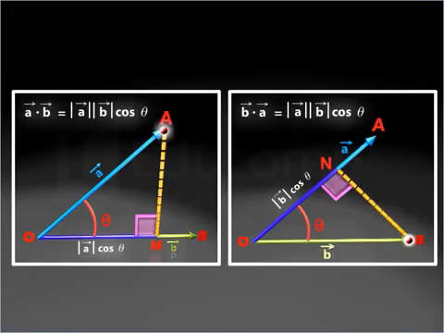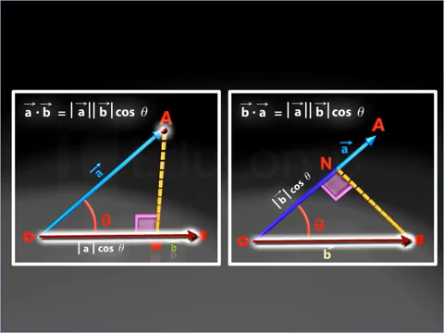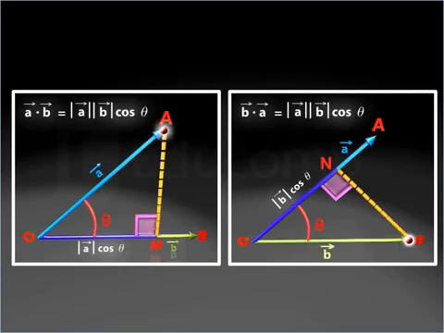The dot product of vector A and B can be obtained by either multiplying the projection of vector A on vector B by magnitude of vector B, or by multiplying the projection of vector B on vector A by magnitude of vector A. This fact helps us to conclude that the dot product of two vectors is commutative.